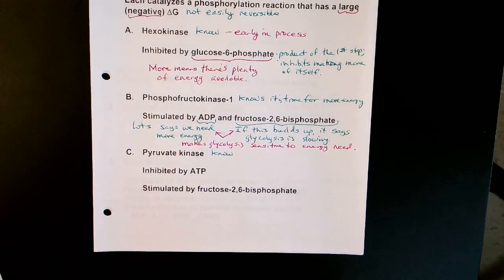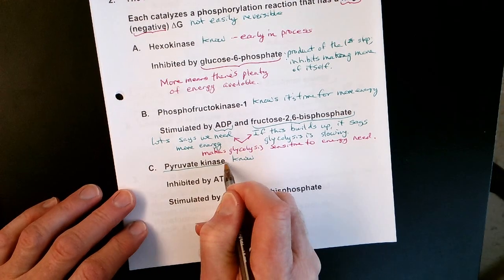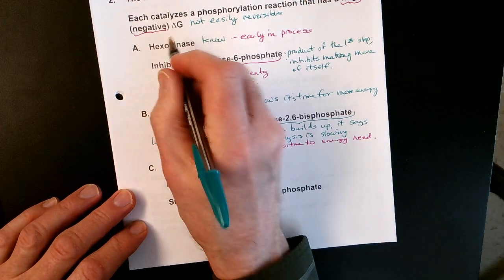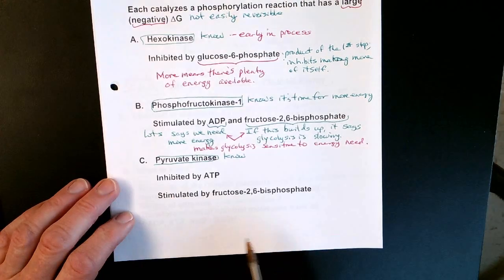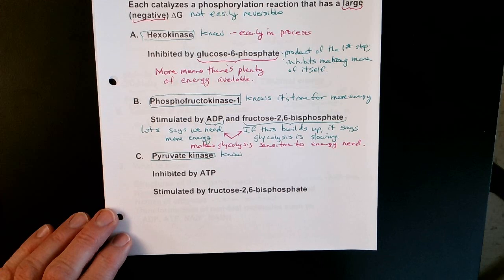All right, so that's a good logic to have built in. Okay, the last one, the last control point, pyruvate kinase. Know these enzyme names, where they are, and their logic. This one is inhibited by one thing and stimulated by another.